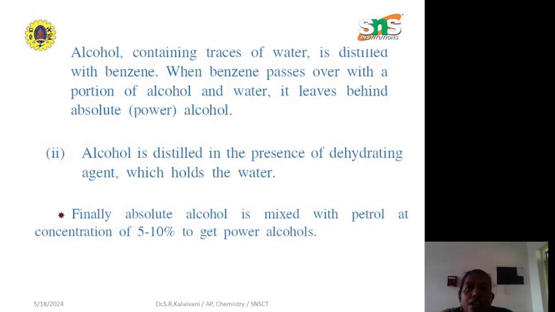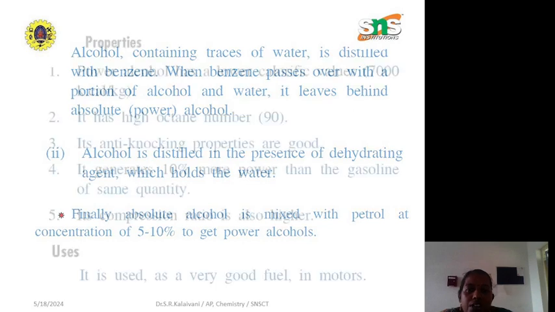First one, alcohol containing traces of water is distilled with benzene. When benzene passes over with a portion of alcohol and water, it leaves behind absolute alcohol or power alcohol. Second one, alcohol is distilled in the presence of a dehydrating agent which holds the water. Finally, absolute alcohol is mixed with petrol at a concentration of 5 to 10 percent to get power alcohol.